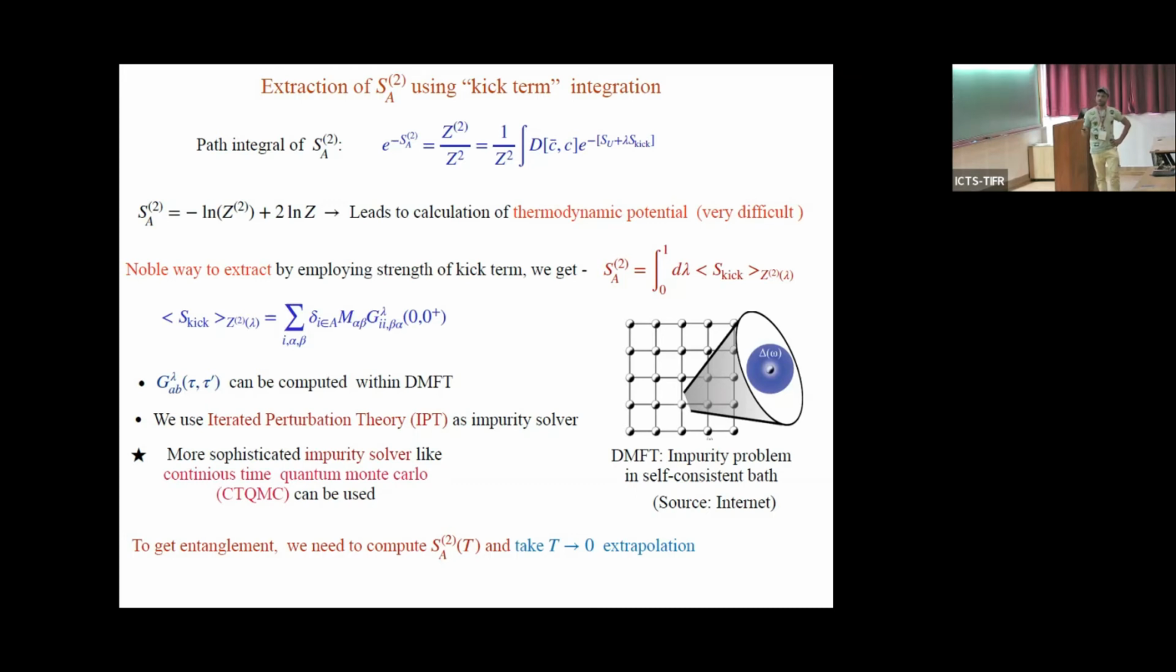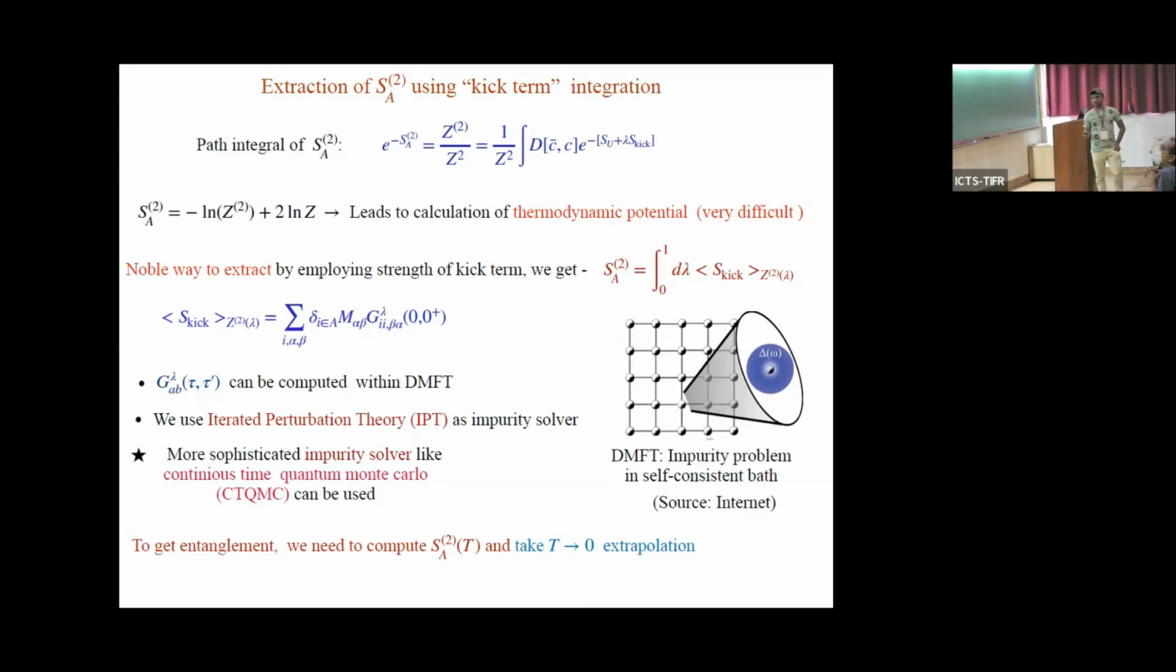One way we usually treat the interaction in condensed matter is dynamical mean field theory, which basically converts your lattice problem to an impurity problem in a self-consistent way. As a first attempt to implement this method, we use iterated perturbation theory as the impurity solver. But this method is general. You can use more sophisticated impurity solvers like continuous time quantum Monte Carlo, etc.